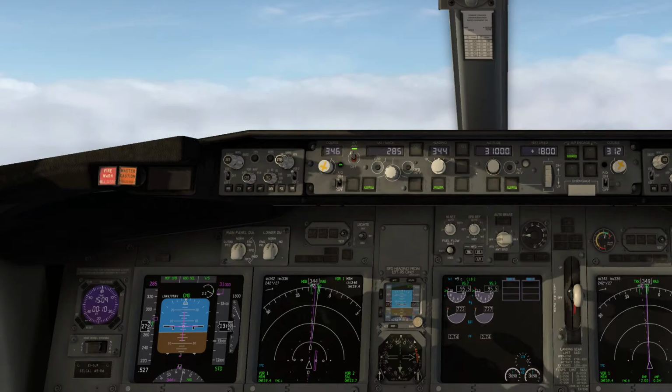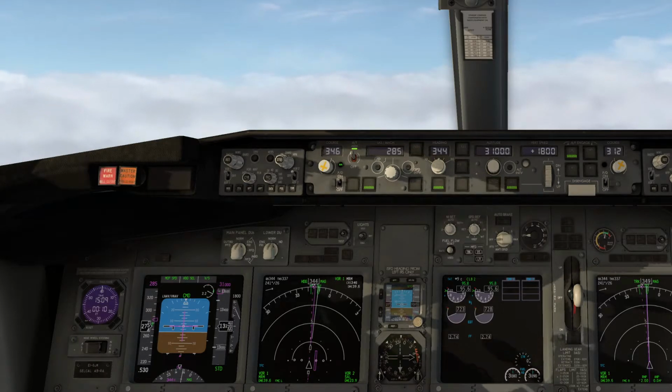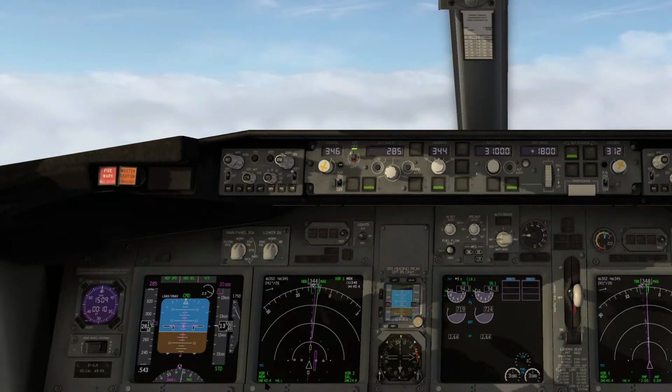Mike Romeo Mike, 346 at 82. 346, and we are now at 40, so 40 more miles in this direction.